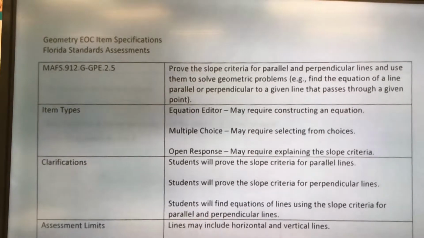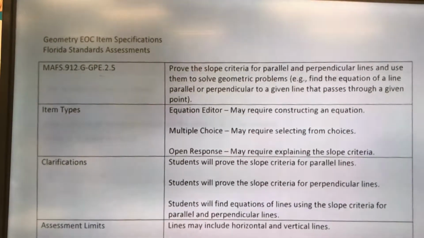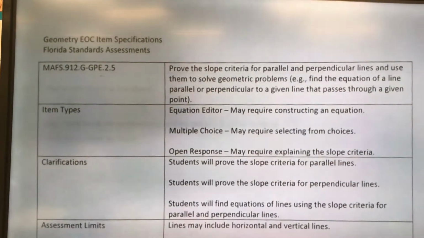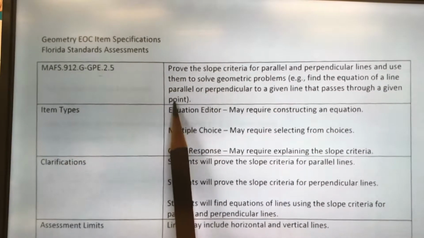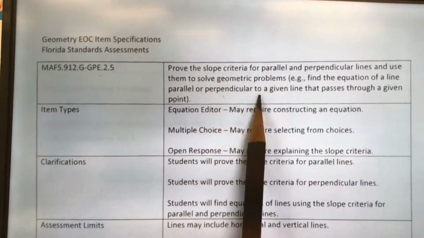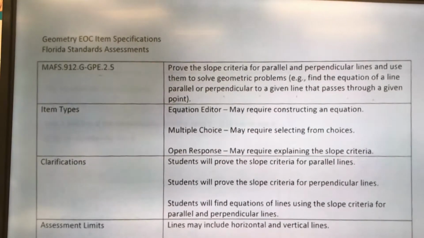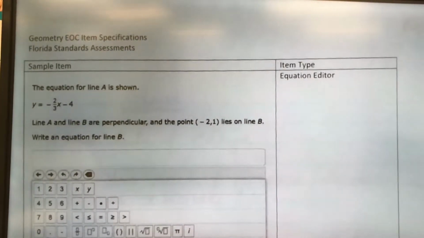So we are going to discuss today's geometry EOC standard GPE 2.5. It's about parallel and perpendicular lines. Specifically, it says to find the equation of the line parallel or perpendicular to a given line that passes through a given point.